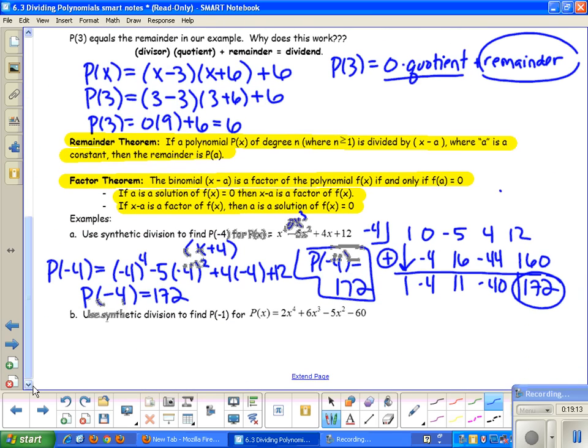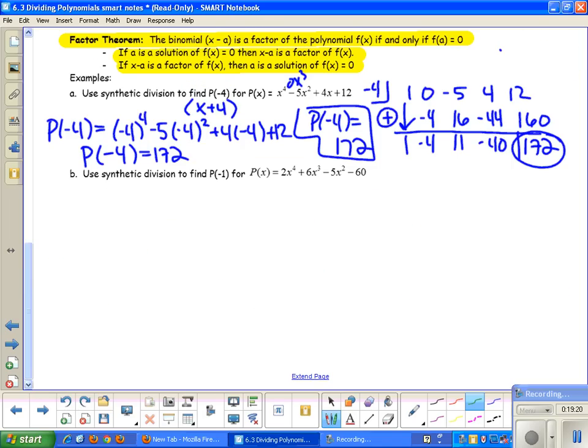So the last one says use synthetic division to find p of -1 for this. So that means if I plug -1 into my equation, whatever I get with my remainder for synthetic division would be my answer. So -1 goes in the box because if I were to write this as a linear factor, the factor would be x minus -1, which is x plus 1, so that's my factor. So that's why -1 goes in the box. This is 2, 6, -5, we're missing 0x, minus 60. Don't forget those 0 placeholders.